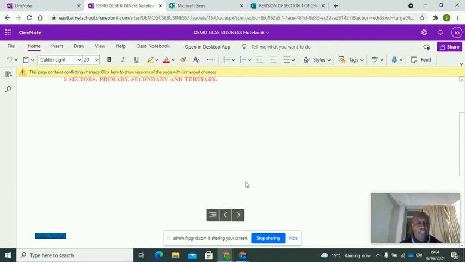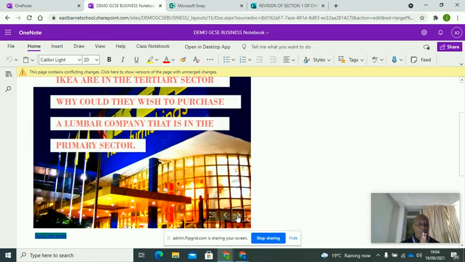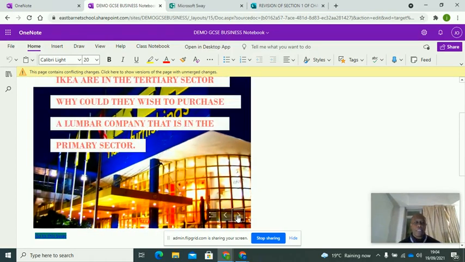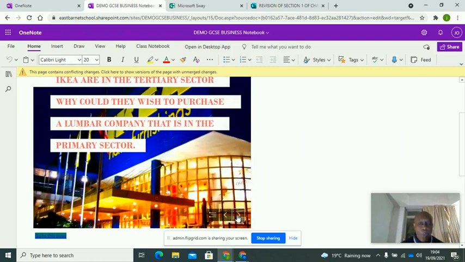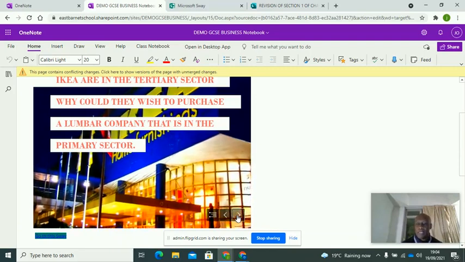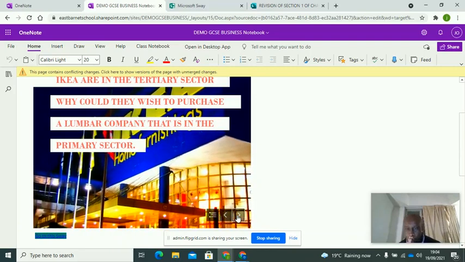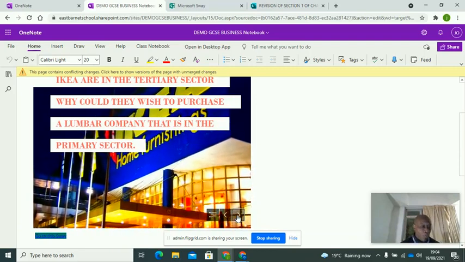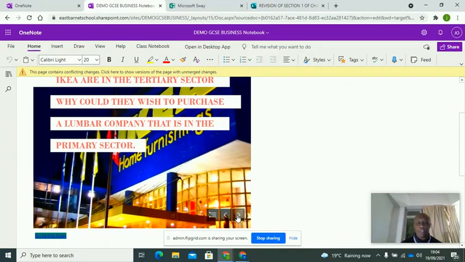Another thing we've done is the 3 sectors: primary, secondary, and tertiary. Okay, we've done that. The key point again: how do you apply that in a business? Question is, IKEA are in the tertiary sector. Why would they wish to purchase a lumber company that's in the primary sector? Hopefully, one of your answers is that they want to be able to control the supply. Sometimes there's a shortage of lumber.